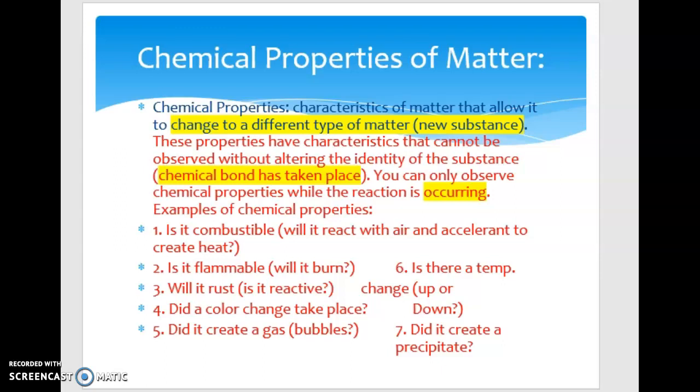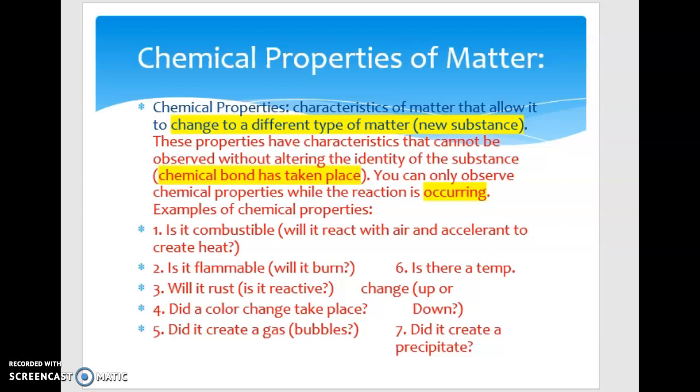If so, then a chemical property of that substance is that it will create a gas. Number 6, is there a temperature change up or down during a reaction? So if you have a reaction where the temperature increases or decreases, then a chemical property of that substance is that it will have a temperature change as it reacts.